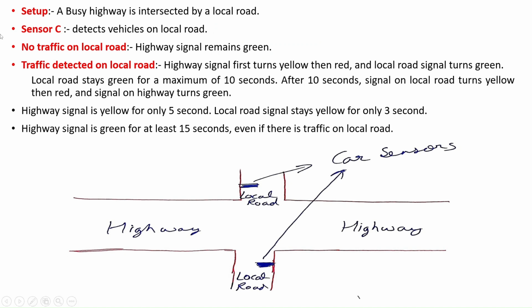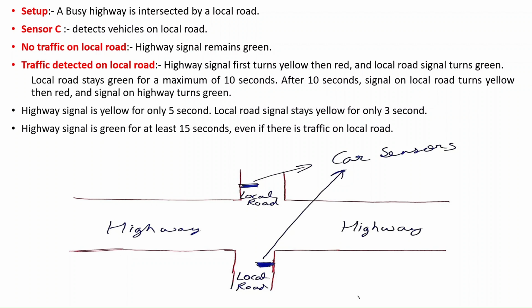So this is the basic traffic light controller system that we are designing. So you can see we have a local road and we have the sensors to detect the traffic or any car on that local road. So we have written here car sensors, but they can be used to detect any kind of traffic. So a busy highway is intersected by a local road. This sensor will detect the vehicles on the local road. We have given it a name as C, capital C.